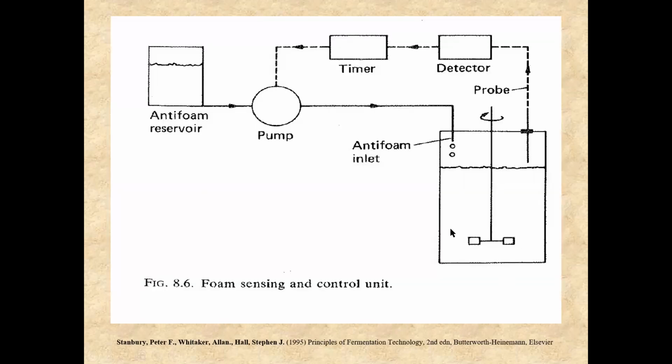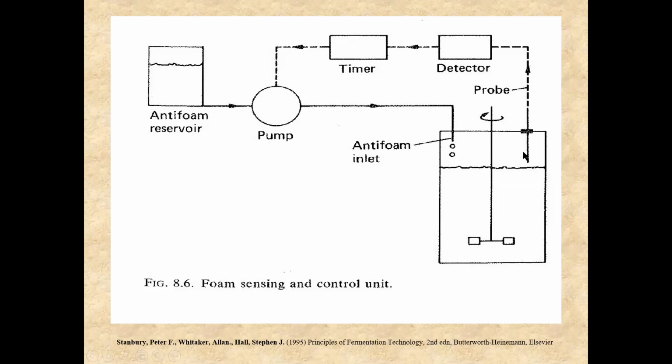This is the fermenter. This is the broth in the fermenter. You can see an agitator here with the impeller blades rotating. Now, this is the foam sensing and control system, monitoring and control system. This system consists of a probe. You can see this is the probe. Now, what is this probe?